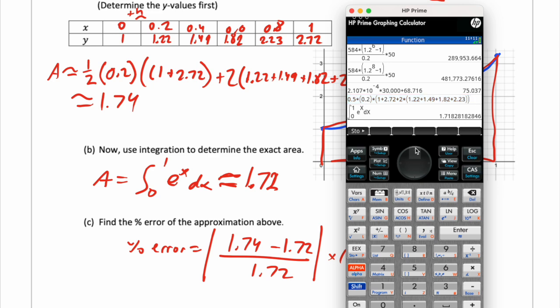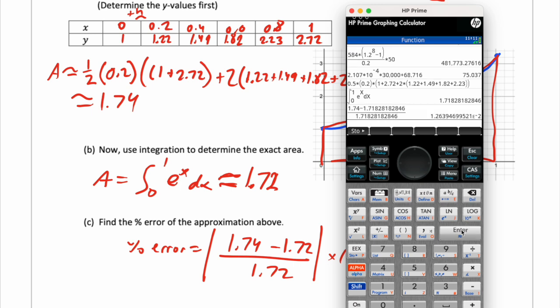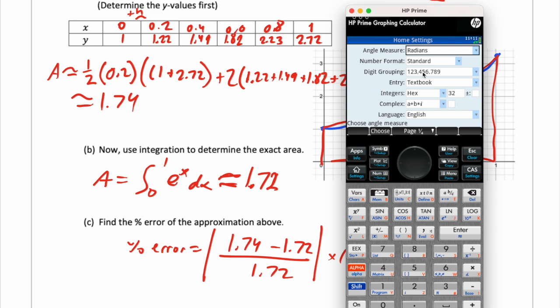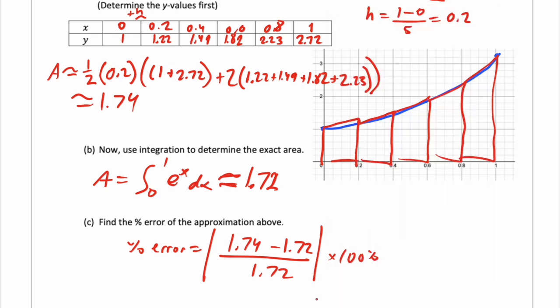So let's make a fraction, and 1.74. I think I deleted it. All right, well, anyway, 1.74 minus, just use this number. This number again. Okay, you get this in scientific notation. If I change my settings to rounded, I won't get scientific notation. Don't forget to multiply by 100. And you get 1.26% error.